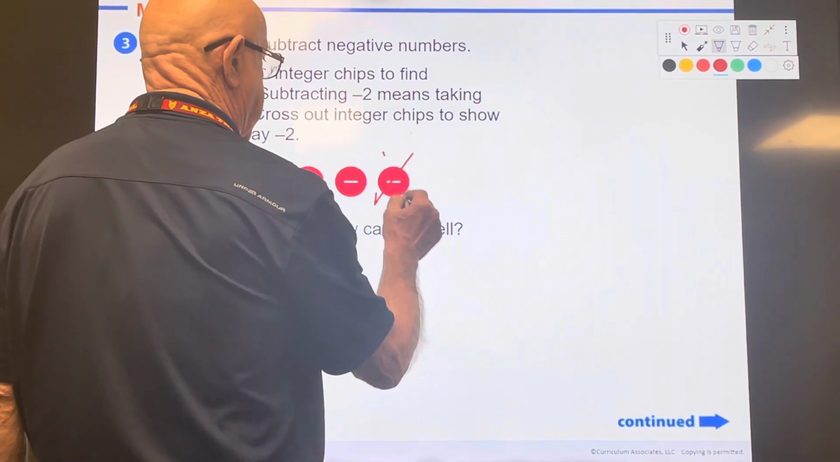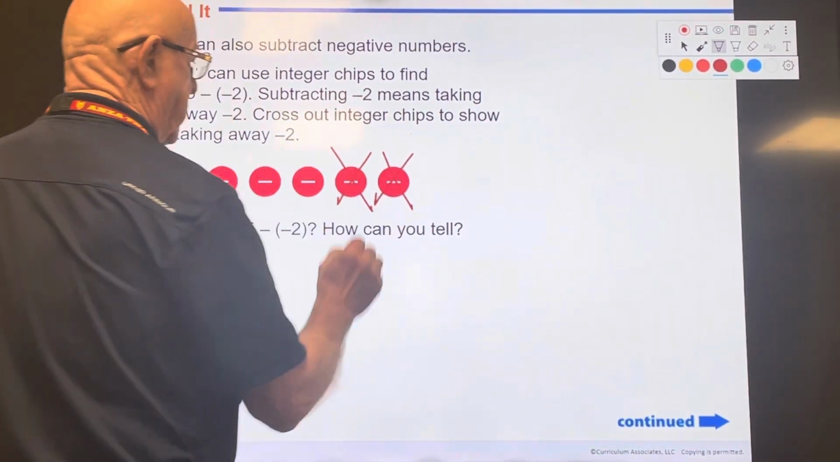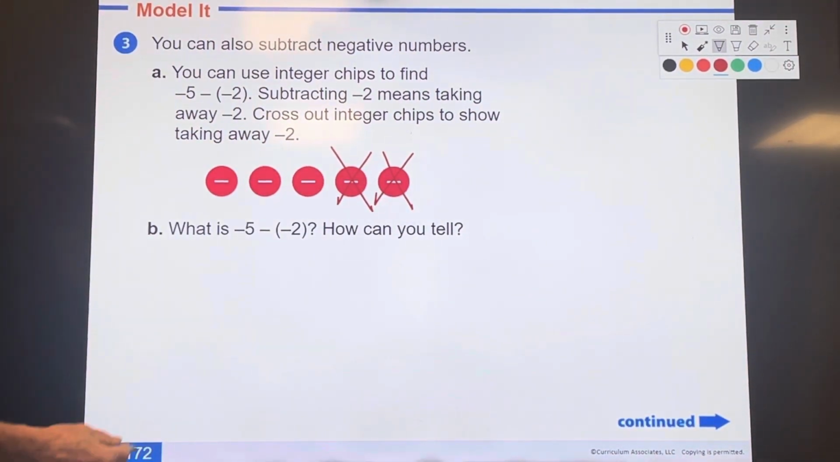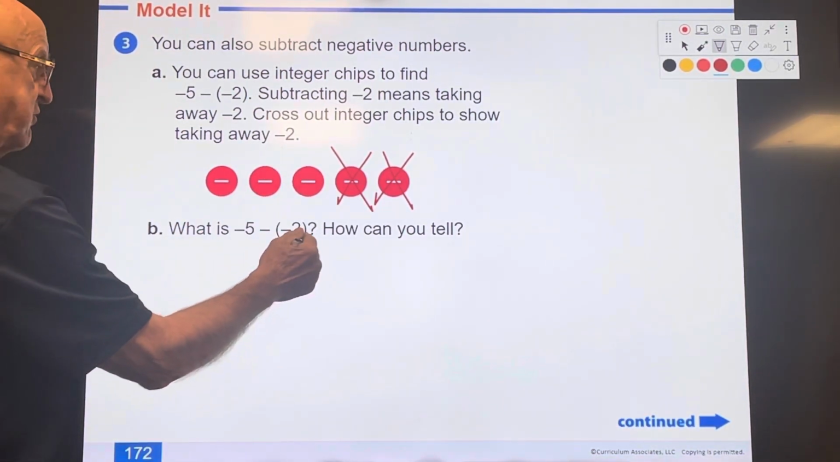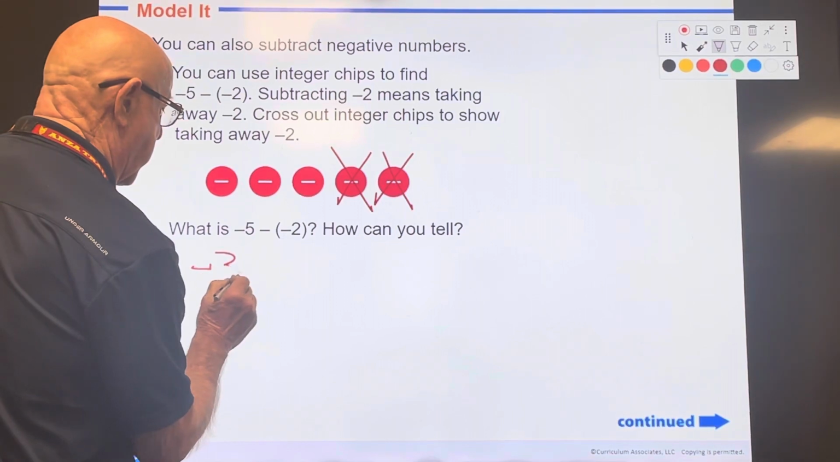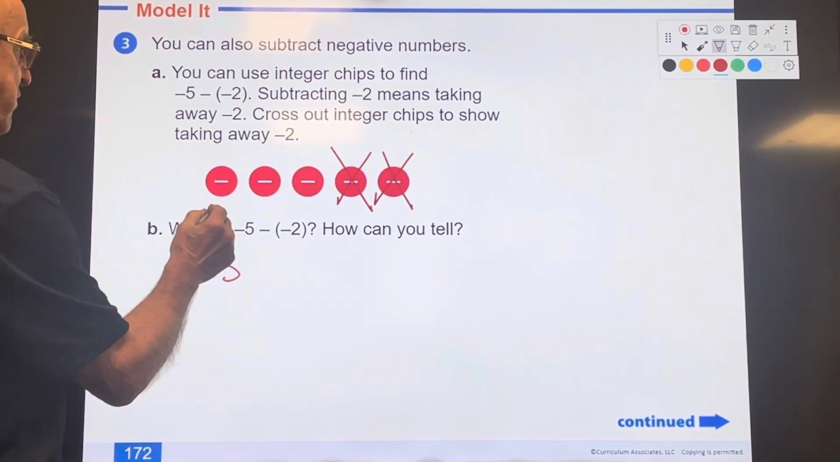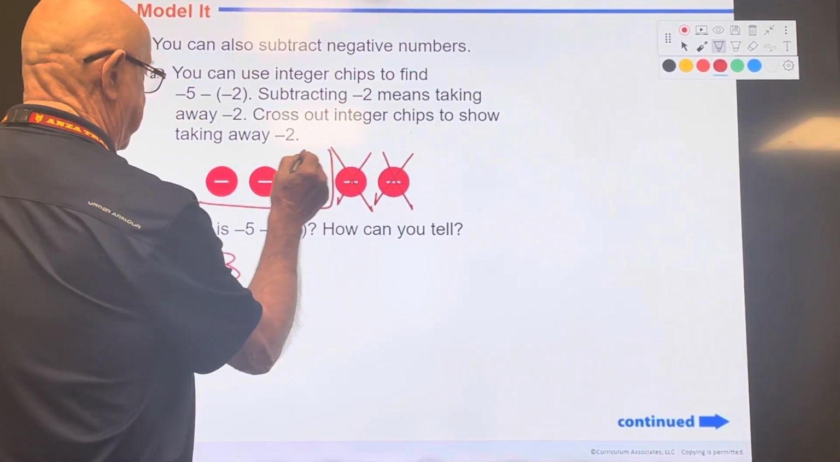I'm going to cross that one out, I'm going to cross that one out. So I'm left with -3. So my answer is -5 minus -2 is -3. I can tell that because that's how many chips I have left.